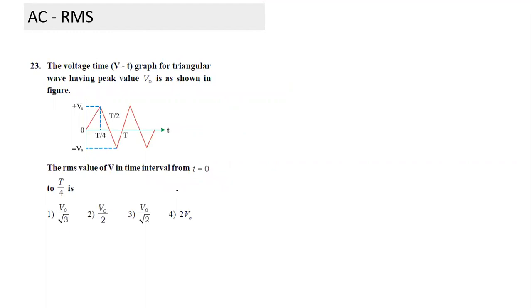Okay, let's see this question. So far what we have done in case of current, exactly the same thing is valid for voltage. That also is nothing but a similar term. So can we find the RMS value of V in time interval 0 to T by 4? What will be the RMS value of voltage between time 0 to T by 4? Khyati?